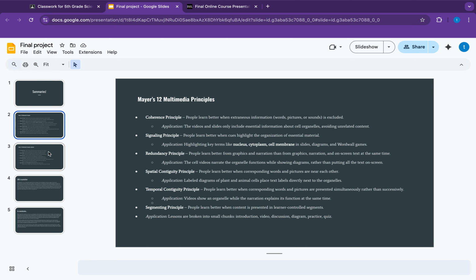I made sure there were multiple tabs and broke it down into small chunks so students know what they're looking for. So: introduction, video, discussion, diagram, practice, quiz, assignment options.